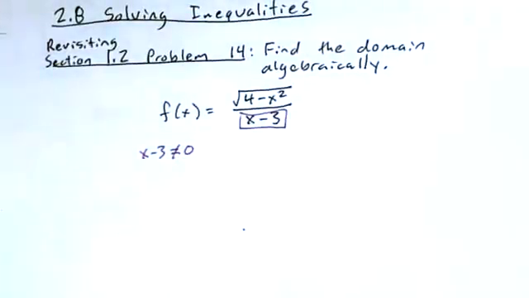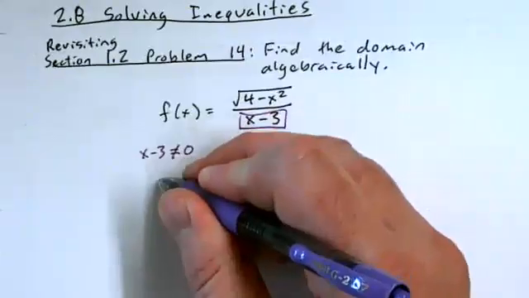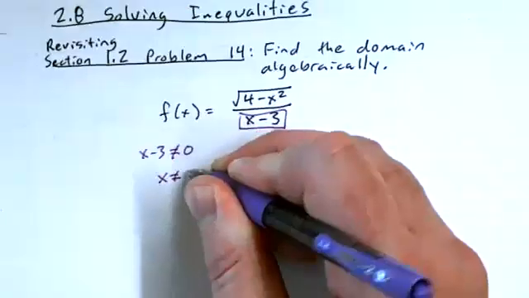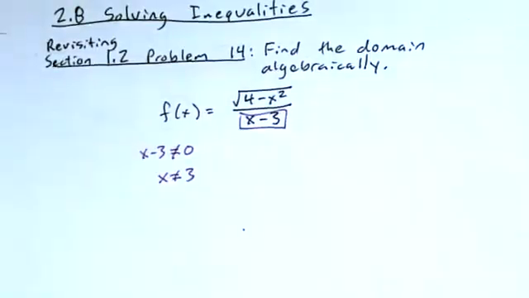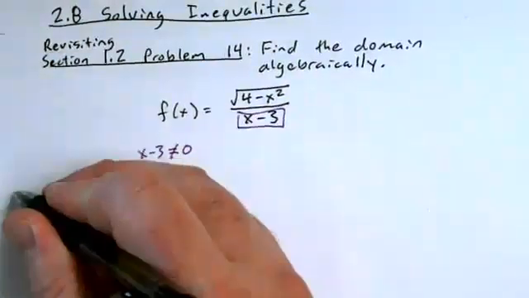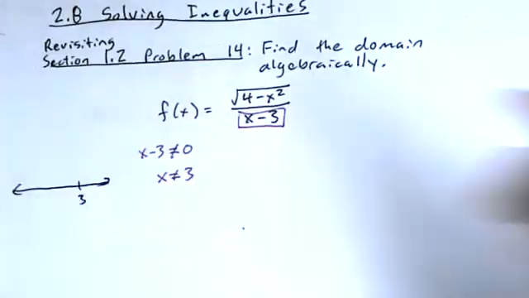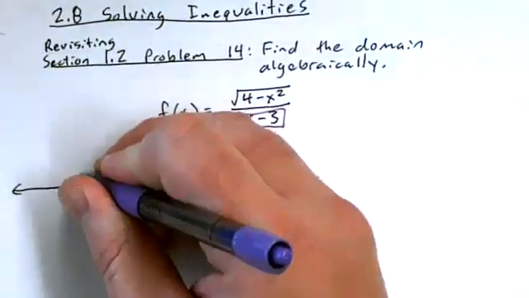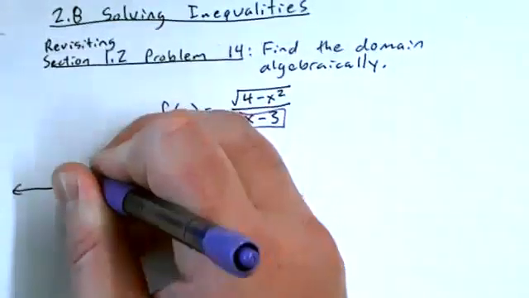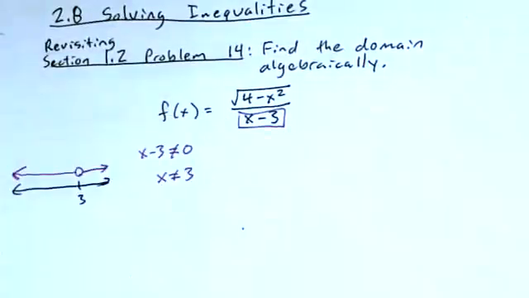And we know how to solve that algebraically. We just add 3 on both sides. We get x not equal to 3. And eventually, what we're going to do is graph that restriction on our number line along with any other restrictions, and we'll find where those things overlap. You guys kind of remember doing this? Right.